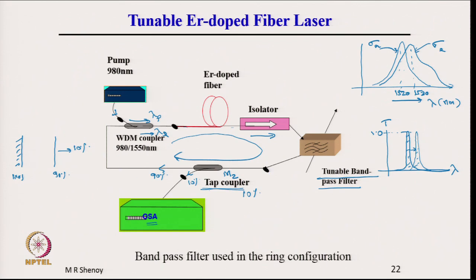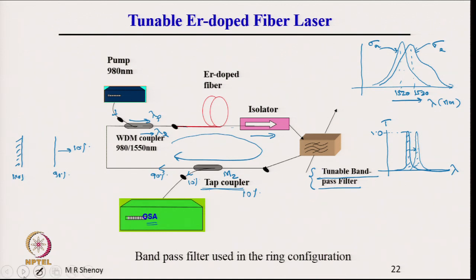The point is, if we use a tunable band pass filter, then feedback would come at the wavelength that we have chosen, that is the filter's pass band wavelength. And this way we can select different wavelengths to lase in the resonator.